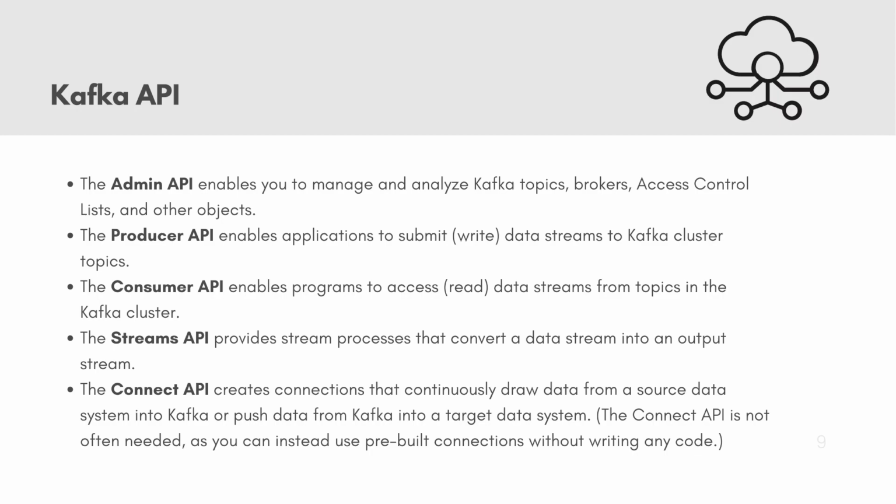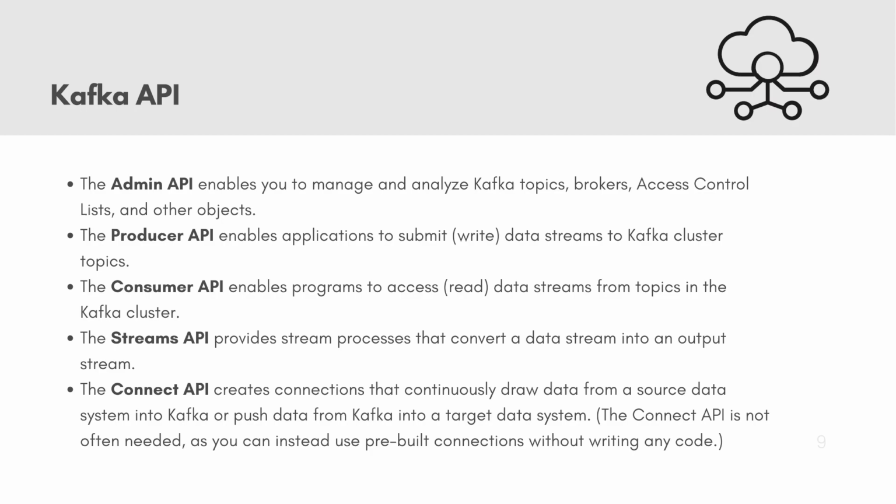Then we have the streams API, which provides stream processors that convert a data stream into an output stream, which will essentially, like I said, allow us to output a stream that's within Kafka. And then we have the connect API, which creates connections that continuously draw data from a source and push that data into Kafka, into a targeted data system. So these are different APIs that Kafka has.